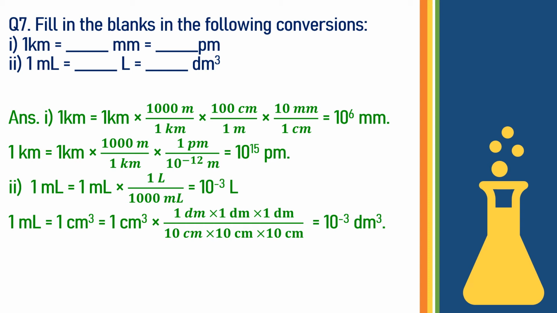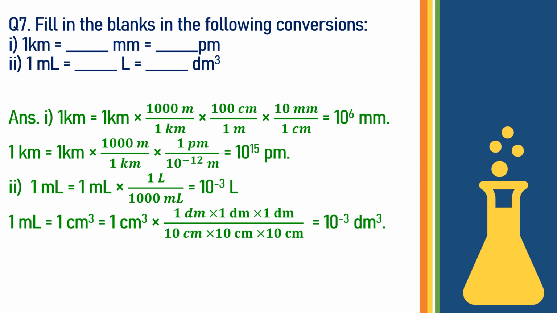Now for the second conversion, we have to convert 1 milliliter into how many liters? We are knowing that it is 10 to the power minus 3 liters. Now for converting it to decimeter cube, how do we calculate? 1 milliliter is equal to 1 centimeter cube. And now for converting centimeter cube to decimeter cube, what can we do? We are knowing that 1 decimeter is equal to 10 centimeter. So simply we divide by 1000 and then we are getting 10 to the power minus 3 decimeter cube. I hope you have understood.